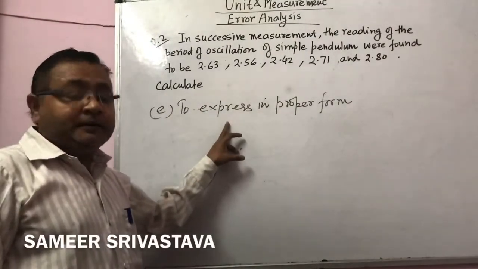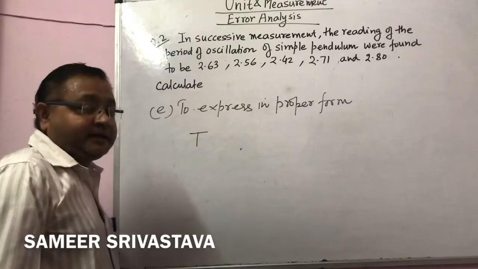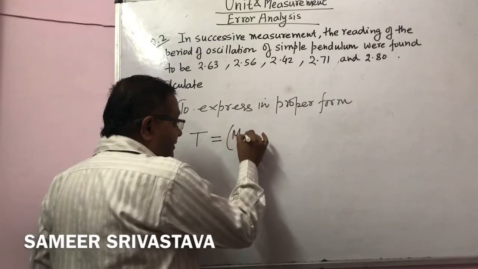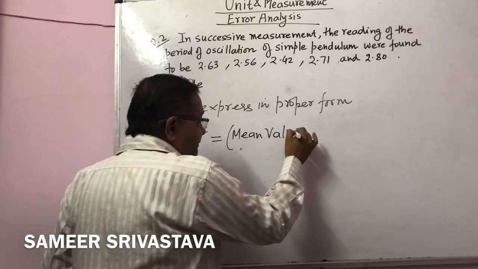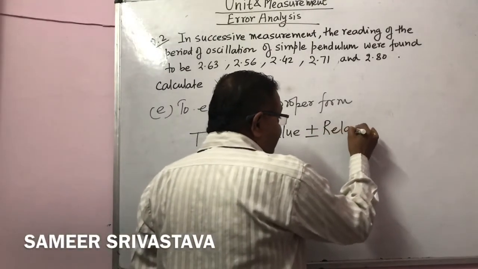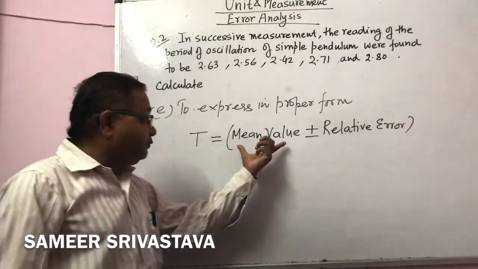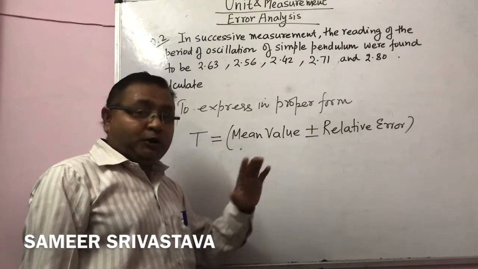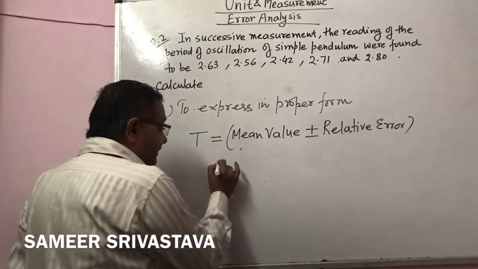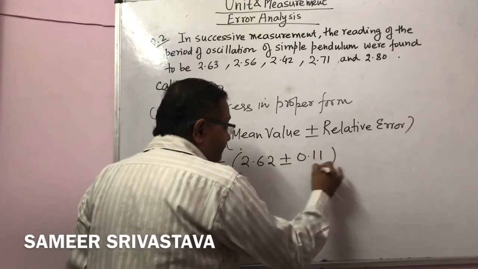Now for the last part, to express in the proper form. Here we want to express the quantity which we measure, that is the time. So we write the time as its mean value, plus minus error in terms of relative error. If you want to write the proper form, you have to write the mean value plus minus the error value, because the error can be positive or negative, added or subtracted. So here the proper form is 2.62 plus minus 0.11, right?